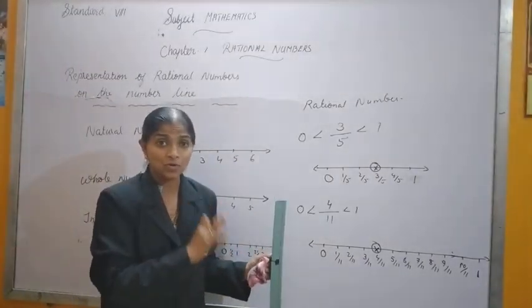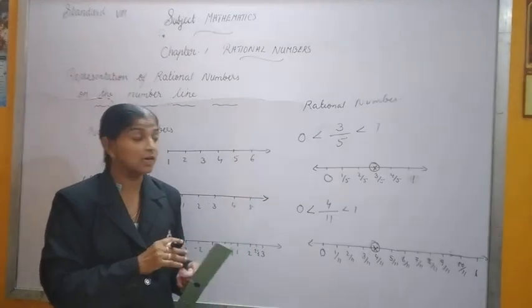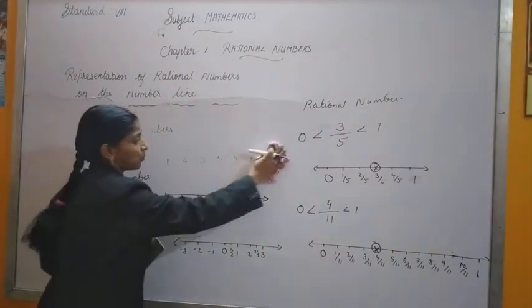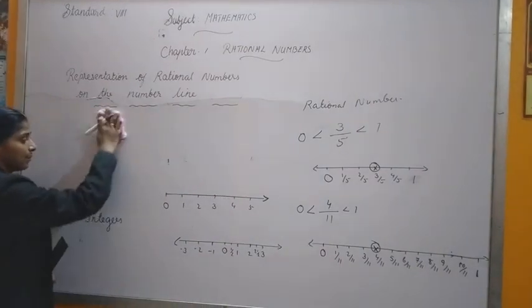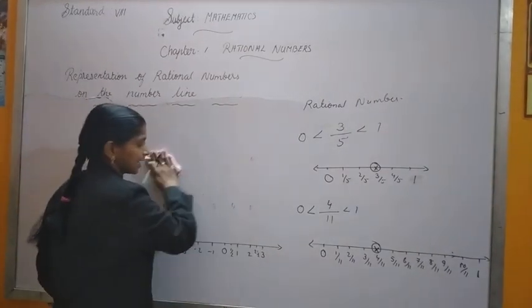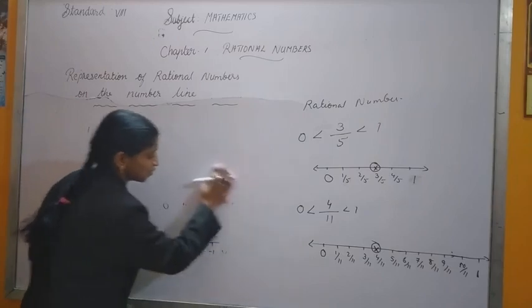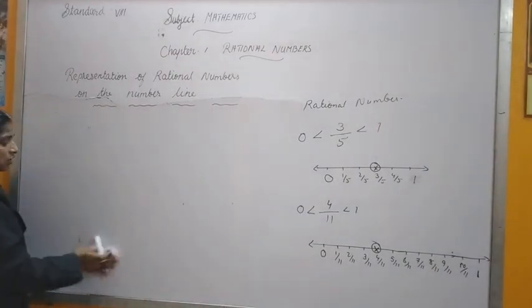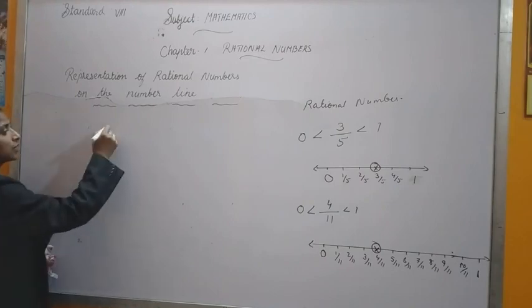Now you understood how to represent a proper fraction on the number line. Next I will show you how to represent an improper fraction on the number line. If the numerator is greater than the denominator, how do we represent the rational number on the number line? We will take an example.